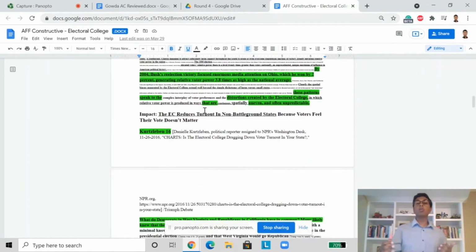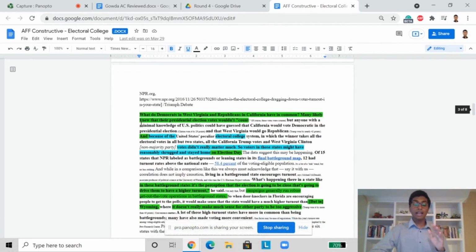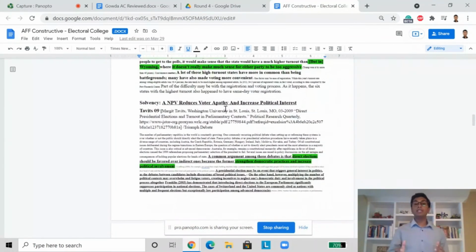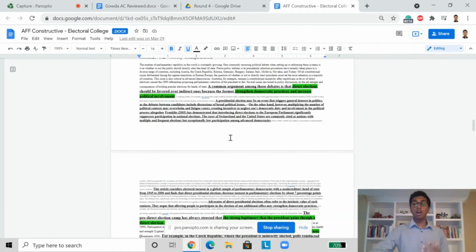And then I talk about the so what. Why does it matter? So the so what here is that it reduces turnout in these non-battleground states. So then I show why that is important and all of that, and I have all this evidence. Then I go into the solvency. The solvency is, okay, there's a problem with the opposing side, so how's my side going to fix it? So as the affirmative or the pro team in this round, I was talking about how a national popular vote would be the solution to the Electoral College. So then I cite the evidence, and then I read through it, and that's the solvency.